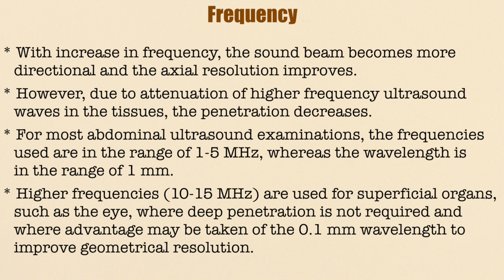For most abdominal ultrasound examinations, the frequencies used are in the range of 1 to 5 MHz, whereas the wavelength is in the range of 1 millimeter. Higher frequencies from 10 to 15 MHz are used for superficial organs such as the eye, where deep penetration is not required and where advantage may be taken of the 0.1 millimeter wavelength to improve geometrical resolution.